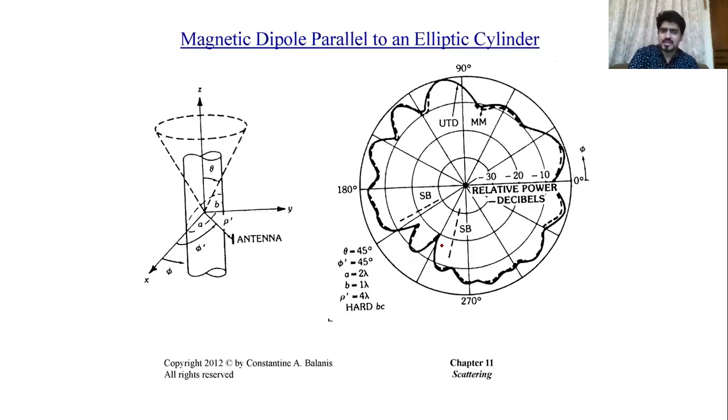Now, similarly, we can also consider an elliptical cylinder. This is an elliptical cylinder where in one direction it has a dimension B, and in the other direction it has a dimension A. When you have a magnetic dipole antenna placed parallel to that cylindrical structure, this will be your radiation pattern. One of them is UTD, uniform theory of diffraction, and the other is the method of moments, which is supposed to be more accurate. You can see that they are in pretty good agreement with each other, right?